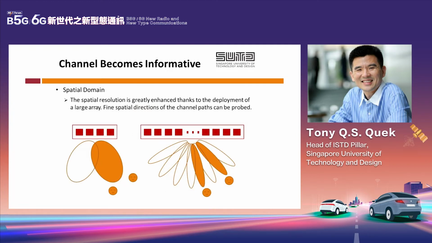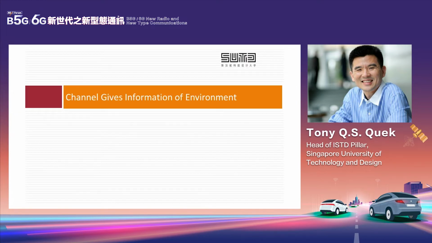What about the spatial domain? As we increase the multiple antenna elements from a small number to a massive number, now you have very sharp angles, so very fine spatial direction. So you actually can pinpoint the location of the user. So that's how the channel becomes more informative in the spatial domain.